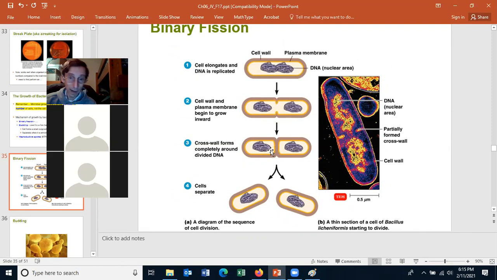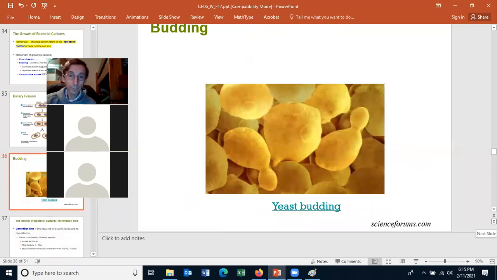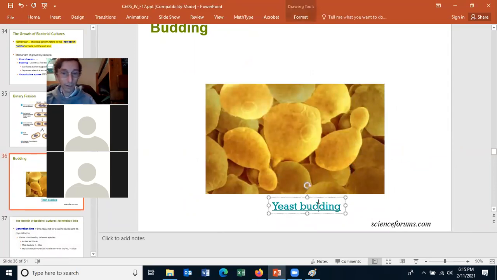And then the cell will divide by binary fission into two cells. One cell divides into two. And here's an actual picture of a cell going through binary fission. This is yeast budding. Let's watch a little video of yeast budding.